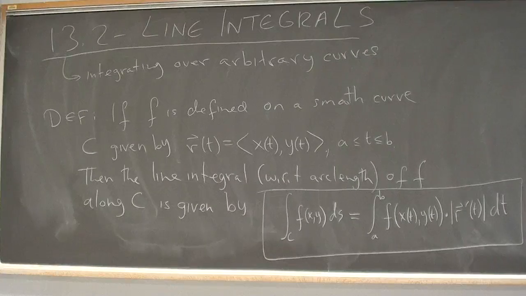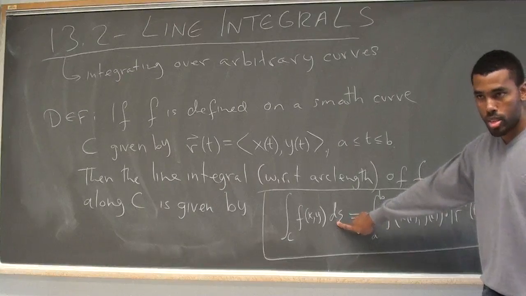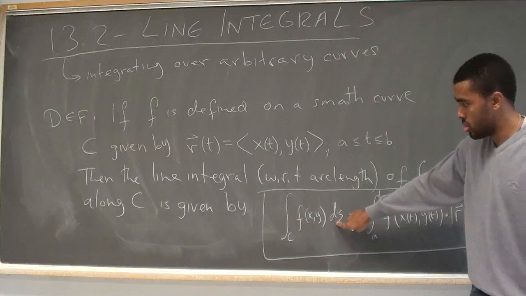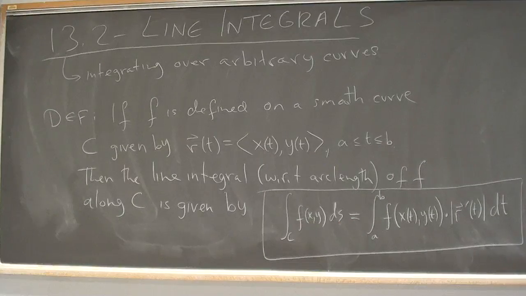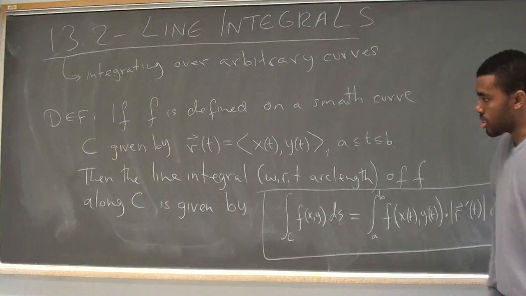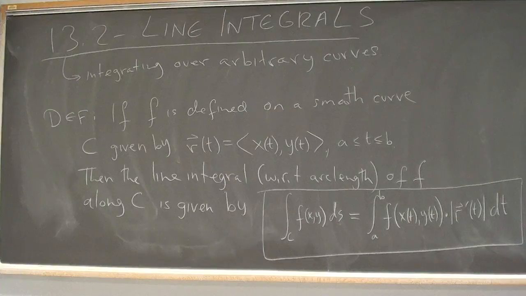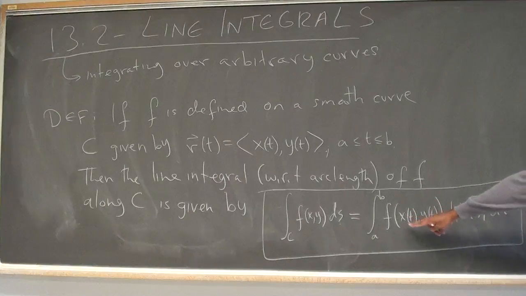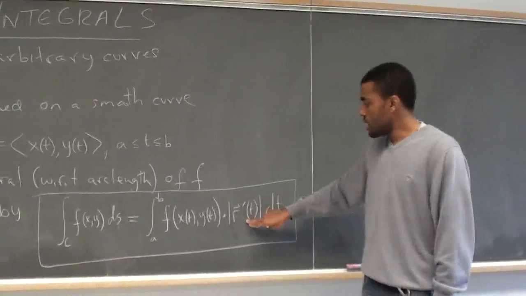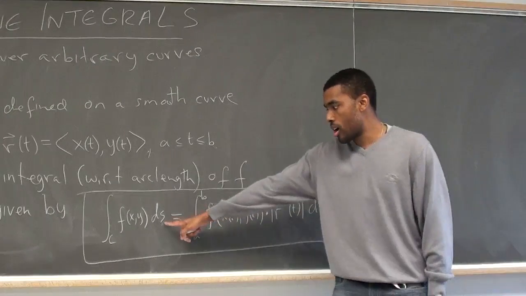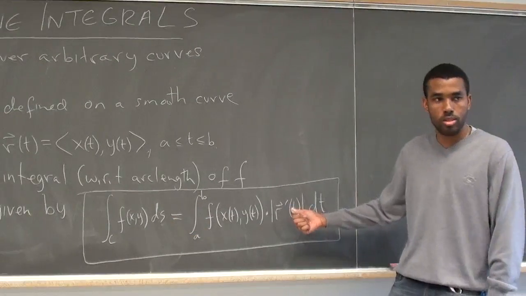Okay. And notice that we're integrating with respect to arc length. I'm going to teach you how to integrate with respect to x and y later on. But this is basically the definition of the line integral with respect to arc length. And it's basically going to be you're integrating the function with the parameters plugged in times the ds integral. Remember, we know that arc length was the magnitude of the derivative. That's where this comes from.